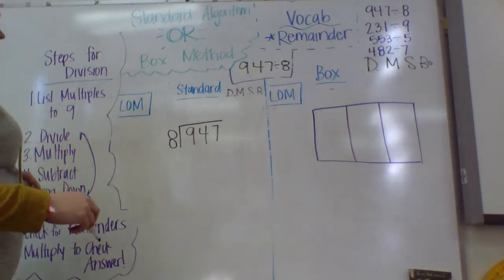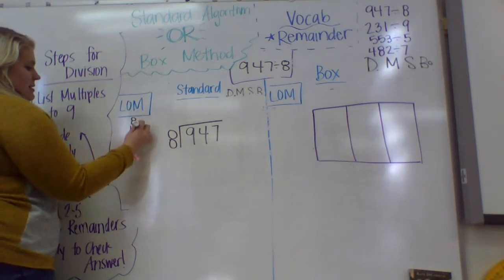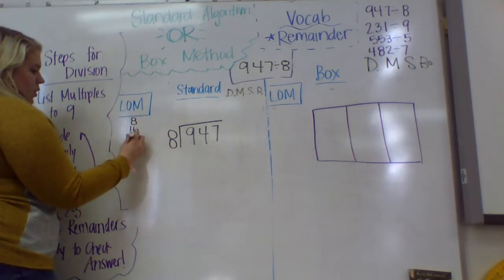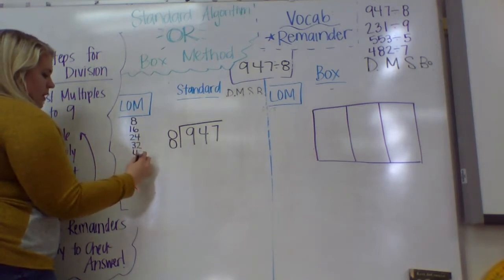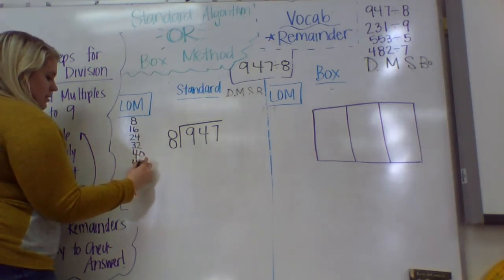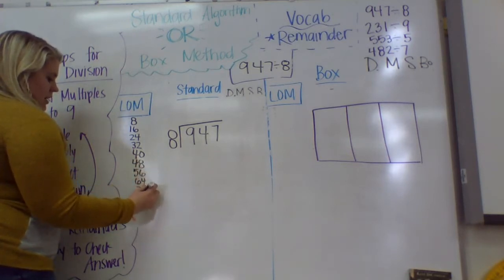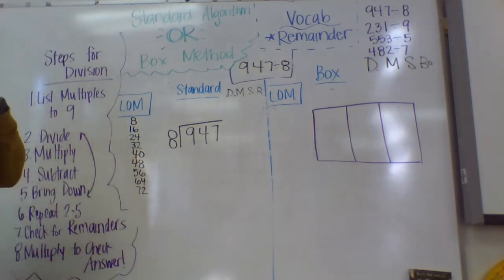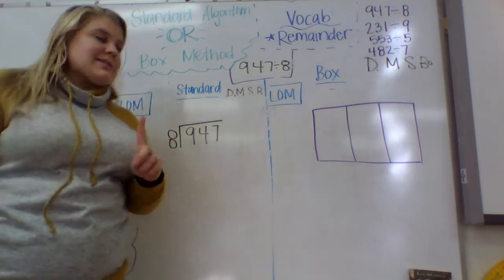We're going to list our multiples to 9. So my multiples of 8, I have 8, 16, 24, 32, 40, 48, 56, 64, 72. So remember, like we talked about the first time, you can only go 1 digit at a time.